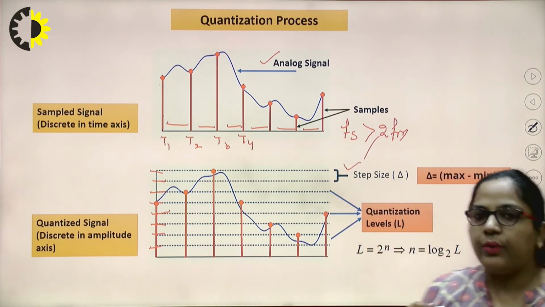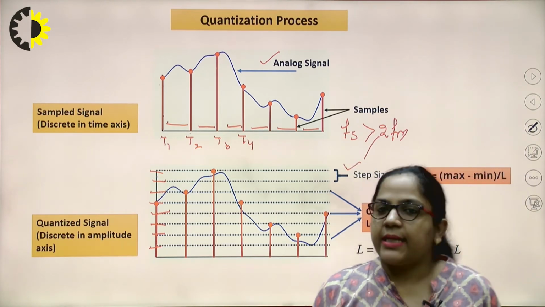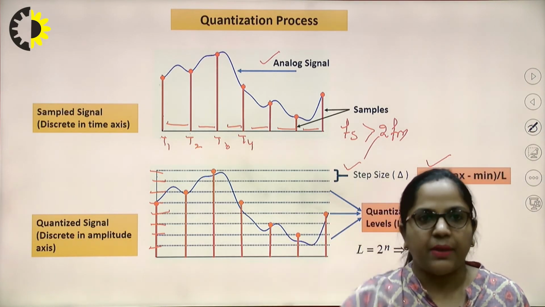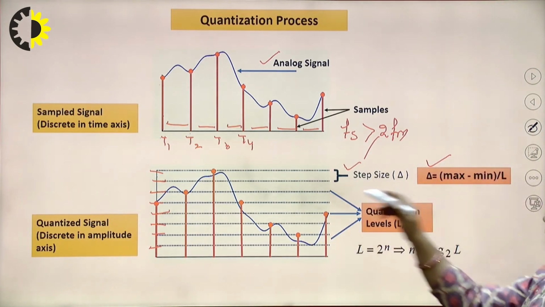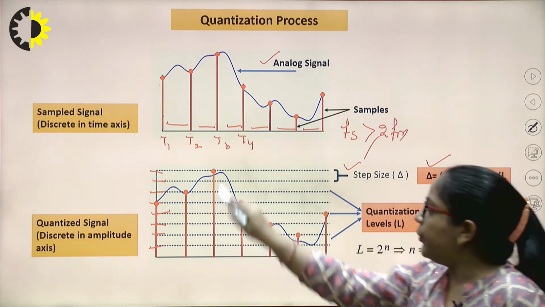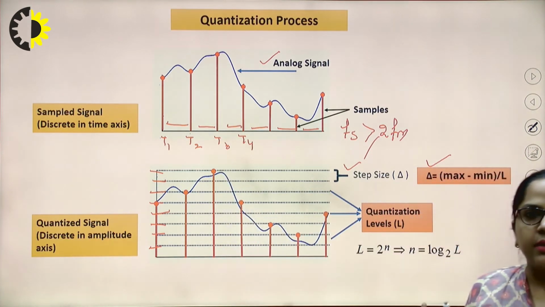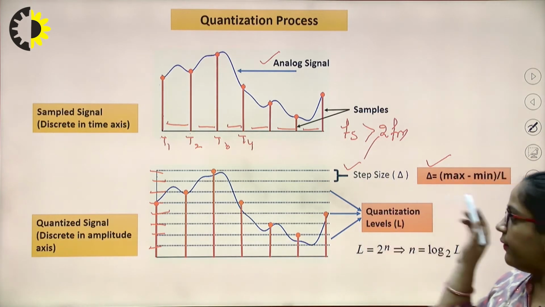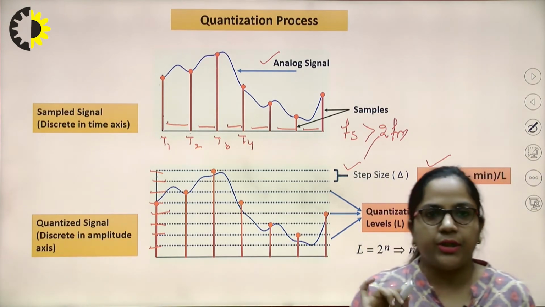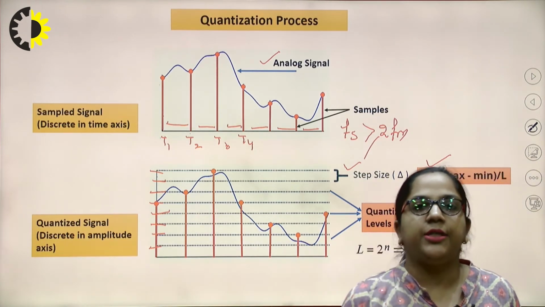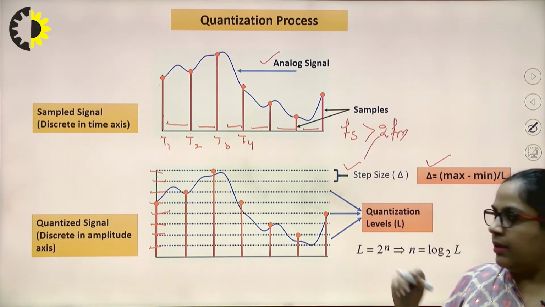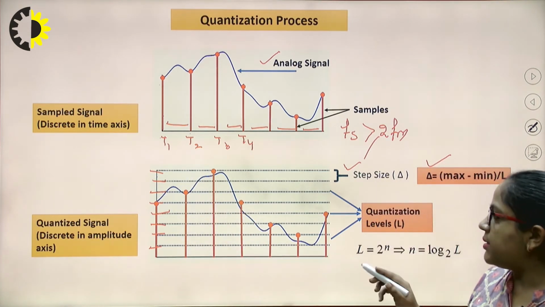So how can we calculate the step size? The step size can be calculated with the help of this simple relation: the maximum amplitude of the analog signal minus the minimum amplitude, divided by L, that is the quantization levels. That means, in how many ranges we have divided the amplitude of this analog signal.